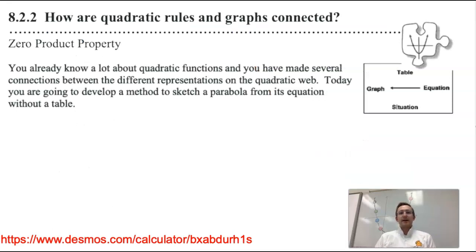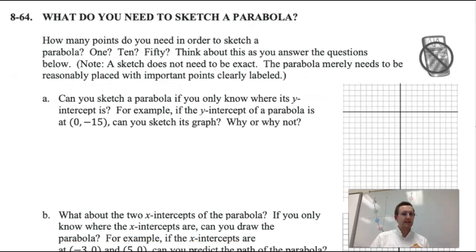So we already know a lot of stuff about quadratic functions, and we have made several connections between the different representations on the quadratic web. So like between graphs and tables, table situations, equations and situations, and so on and so forth. As we did on Tuesday, talking about the catapults and shooting water balloons on a football field and all that kind of good stuff. So today we're going to develop a method to sketch a parabola from an equation without a table, using as little information as possible. We're trying to figure out how much information we really need to graph a parabola. So 864, let's get to that first.